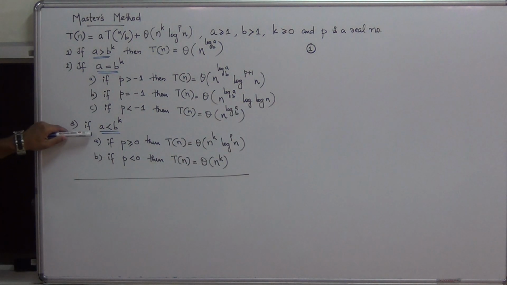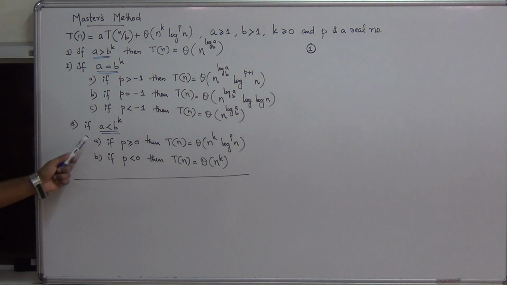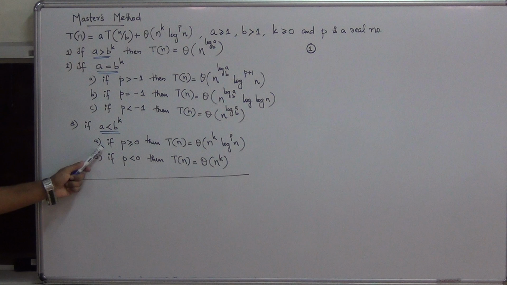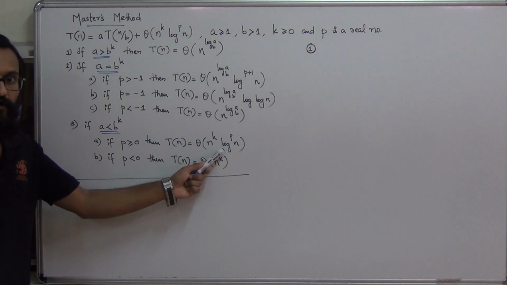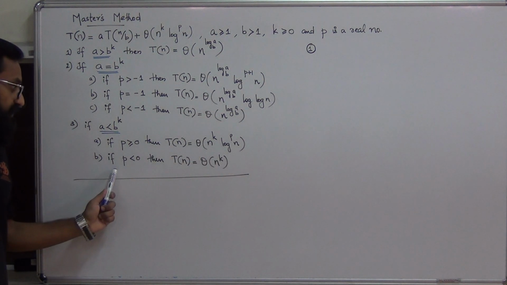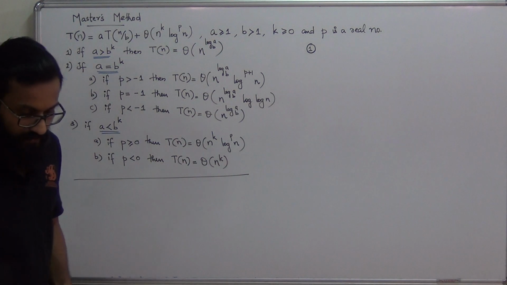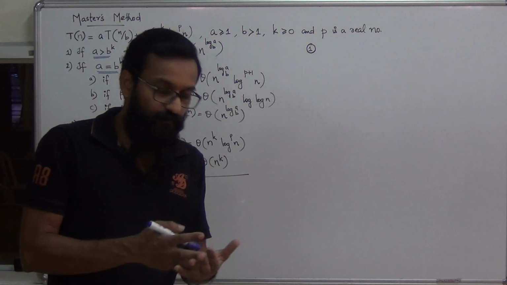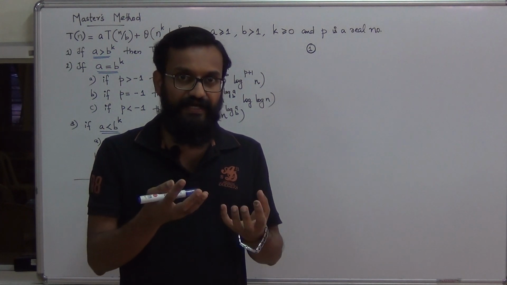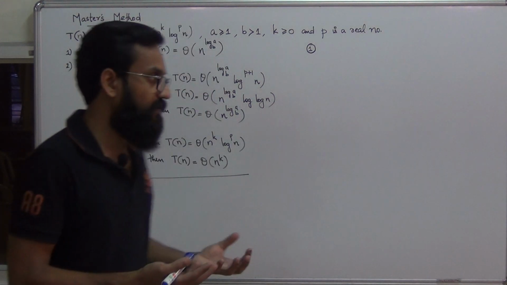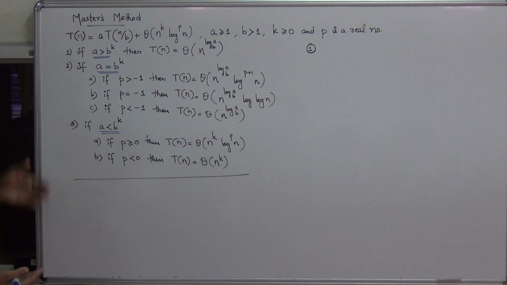And the third case, that is if a is less than b^k, you have two subcases. If p is greater than or equal to 0, then T(n) is equal to Theta(n^k log^p n). And if p is less than 0, then T(n) is equal to Theta(n^k). So after obtaining the recurrence relation, you have to compare a and b^k. Depending upon a and b^k, you have to move to any one of these three cases, case 1, case 2 or case 3.